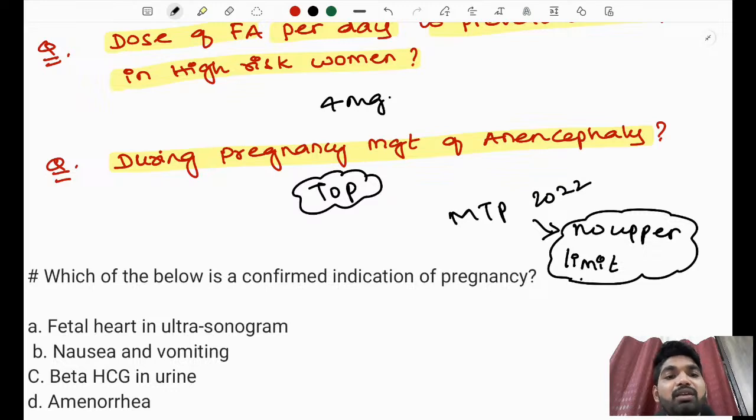Madhavi, MTP has been revised. The bill was passed as the MTP amendment in 2022. Whatever is mentioned in that bill is what we are now following.